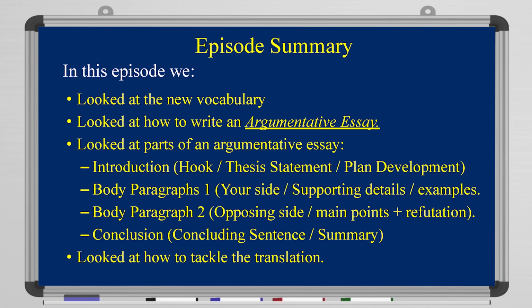In summary, or to summarize everything we've just said, we looked at the writing, okay? We looked at an argumentative essay. We looked at some of the new vocabulary items. For the argumentative essay, introduction, I want the hook and the thesis statement. For the body paragraph, give me your side. Then give me supporting details, then give me examples. For the body paragraph 2, give me the opposing details and challenge those details. Then put me the conclusion, and we also looked at the translation and how to tackle the translation.